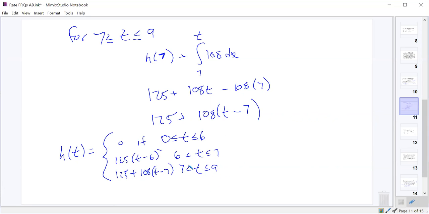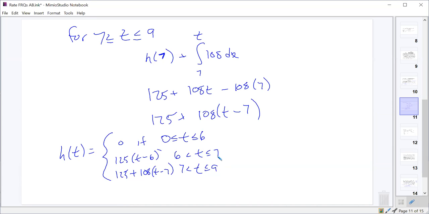because if we try to use this one, and I guess if we use this one at 7, it's fine. So you could have left this as an inclusive one. It just makes it hard to get this value of 125 here, because you can't ever actually get to 7 here.